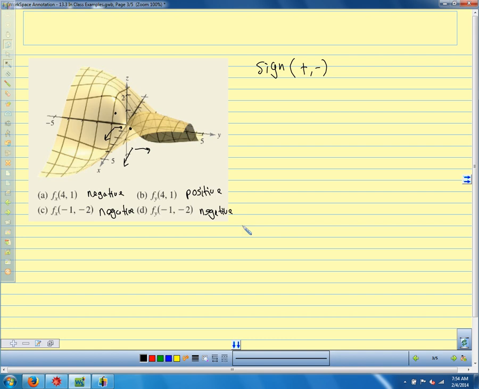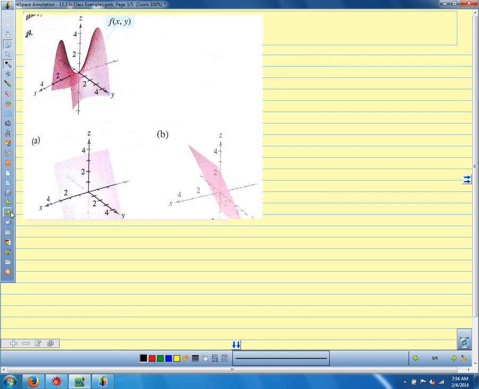Now these next ones are a little more challenging. Next ones have a graph of the surface, and then graphs of the partial derivatives, partial derivative with respect to x and partial derivative with respect to y. So we want to look at the graph of the surface and then identify which graph is the partial derivative with respect to x and which one is the partial derivative with respect to y.